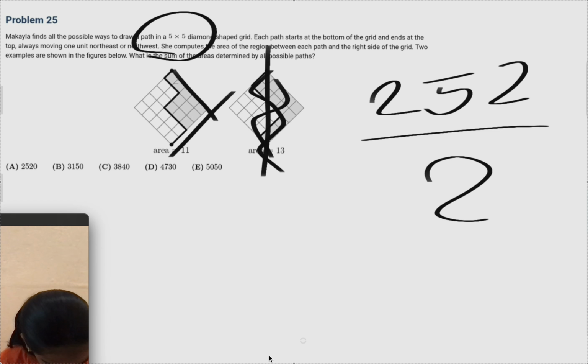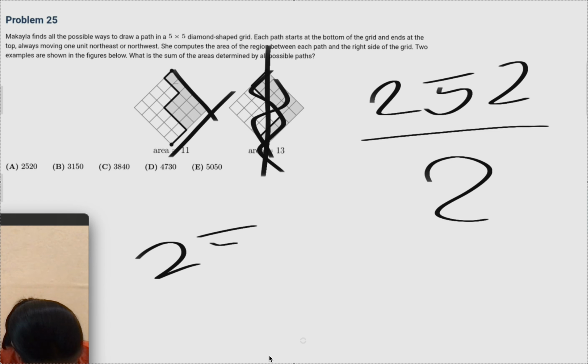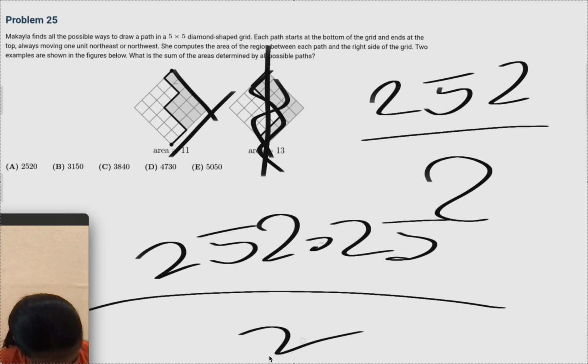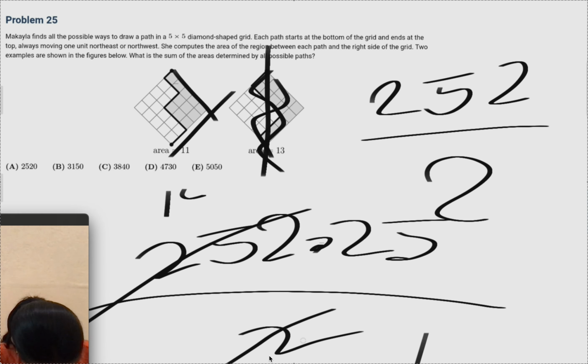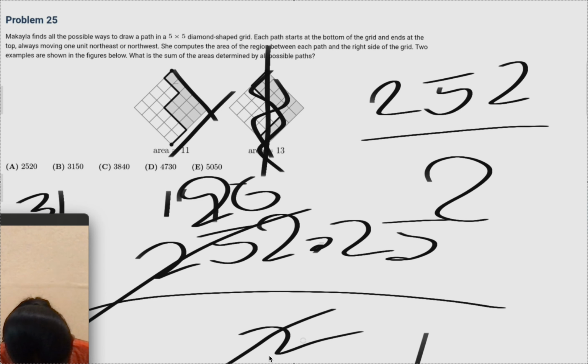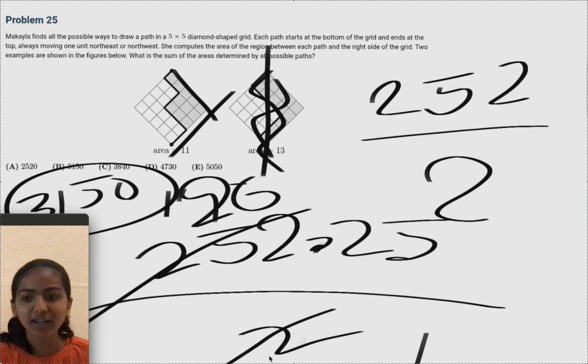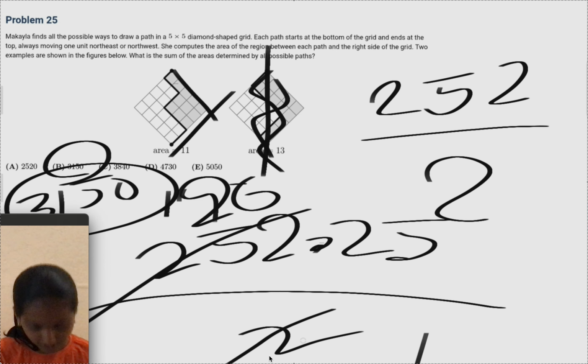So we get 252 times 25 by 2. So we can just divide this by 2. And that would give us 146. Yeah, 126. 126 times 25, if we solve it, it would give us 3,150. Therefore, our answer is B, 3,150.